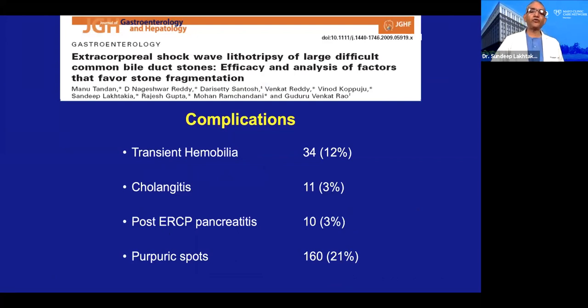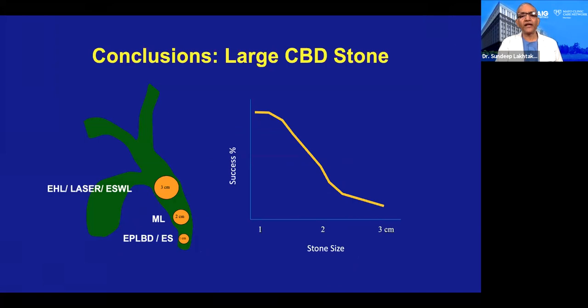And sometimes, since they go through the skin, they also cause purpuric or hemorrhagic spots on the skin, which may sometimes surprise the patient, but they are generally self-limiting and disappear in 2 or 3 days' time. So net, all these methods that we use, it all depends on the size of the stone and the anatomy of the duct. If the stone is 1 centimeter or so, then sphincterotomy and EP-LVD works well.